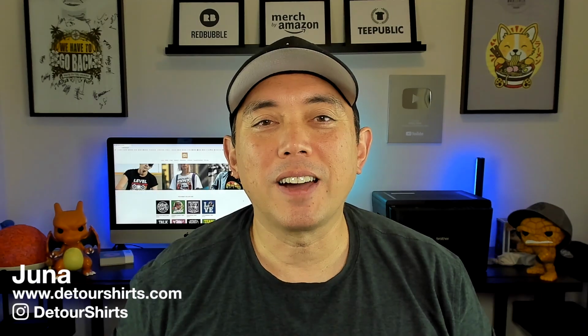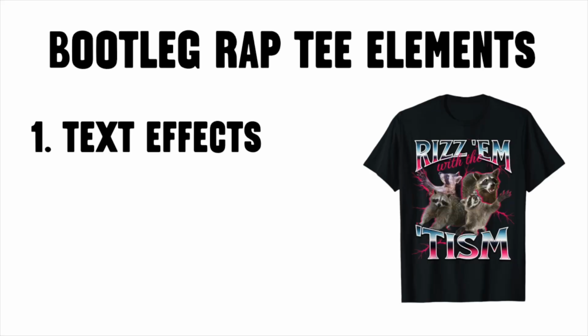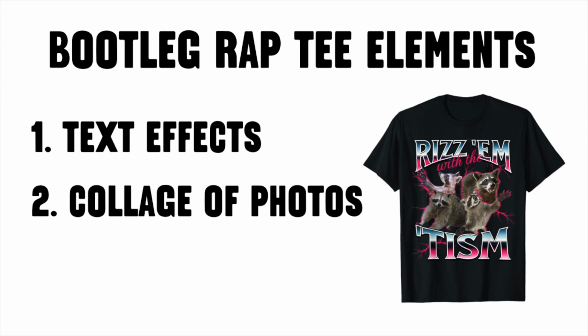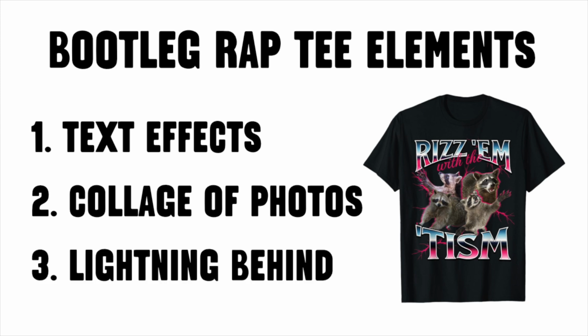This design style has three elements to it. The first element is the text effects. Usually it's kind of bent and it has kind of a chrome or some kind of gradient on the text. The second element you'll notice is that there's a collage of photos, usually 3 or more photos of the same thing, realistic photos, usually animals or people. And the third is that there's lightning behind it.